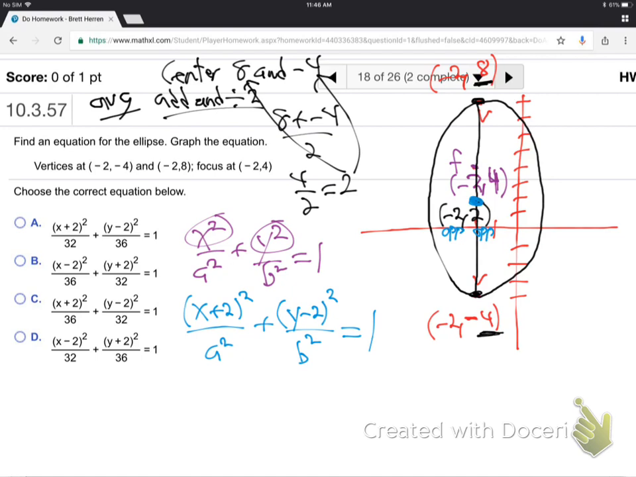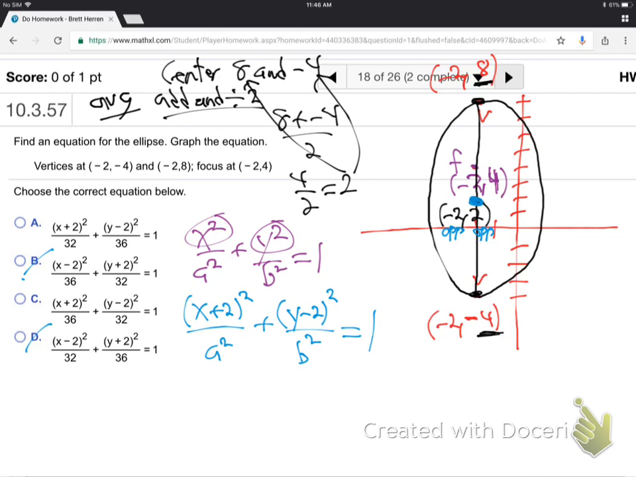Which means we can actually eliminate B and D, because they have the signs wrong. We're halfway there. We good so far? Now, can we come up with the A and the B? That's all we've got left to do. How do we find A and B? Did everybody see that last step? I just took the opposite of -2. That's +2 for x. And the opposite of the y coordinate, opposite of +2, is -2 for y.